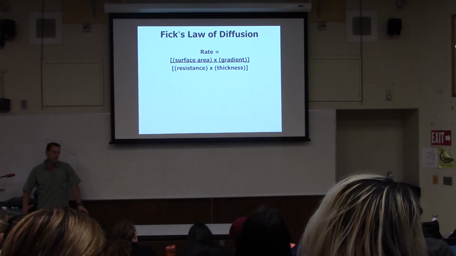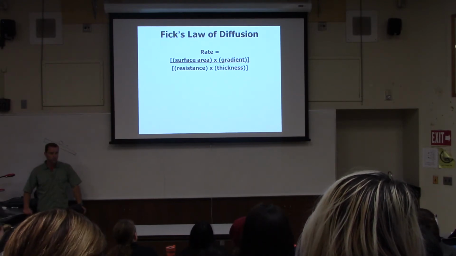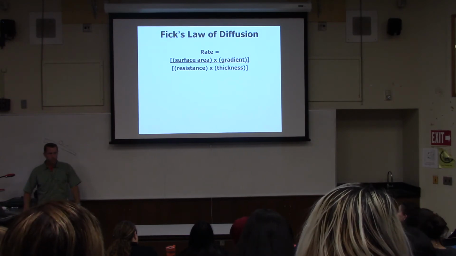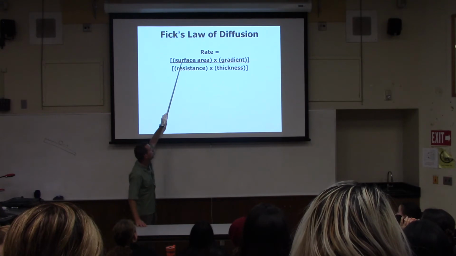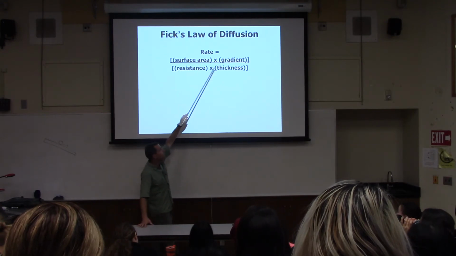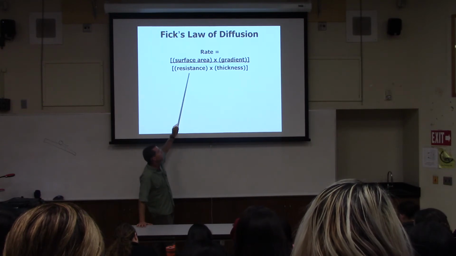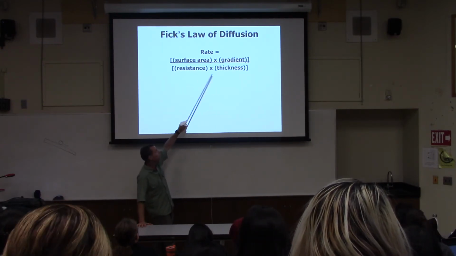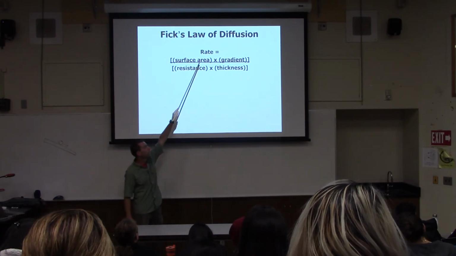Okay, so this sort of incorporates a lot of what we just talked about. There are different ways to think about this. Surface area is directly proportional to the rate of diffusion, so is gradient. When one goes up, the other goes up. Resistance to diffusion and the thickness of whatever we're diffusing across, those are inversely proportional to the rate of diffusion. When these go up, the rate goes down.